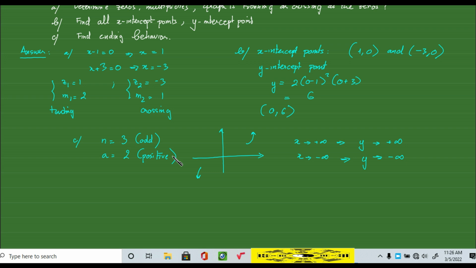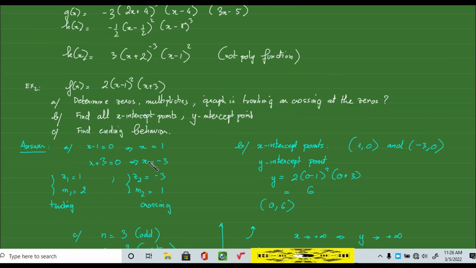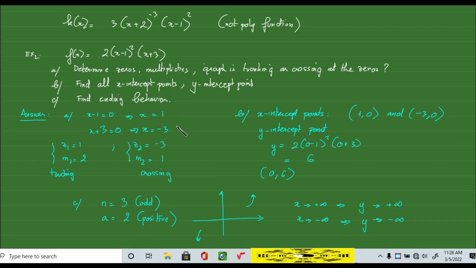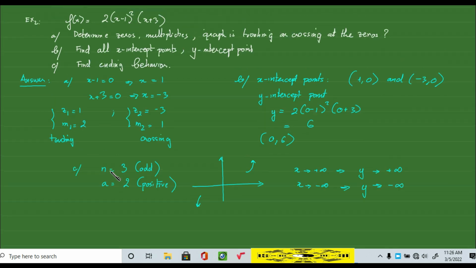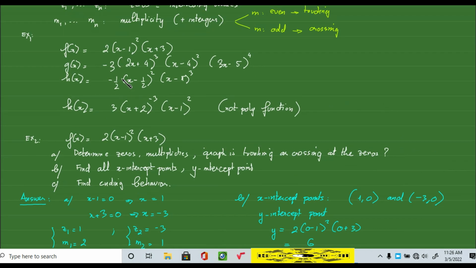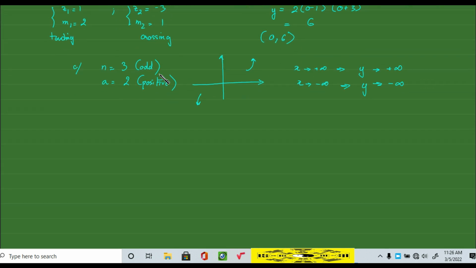Alright, so that's the first example. However, sometimes the value in front of the factored form is not the leading coefficient. Most of the time, if it is this form, it's a leading coefficient because there's no value in front of each x over here. Now, what if I have something like this? Example number 2. Let's see how we're going to answer all the questions over there.